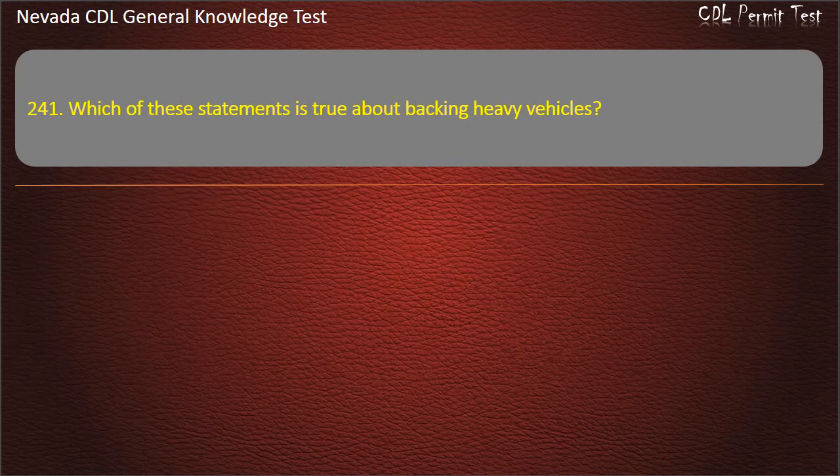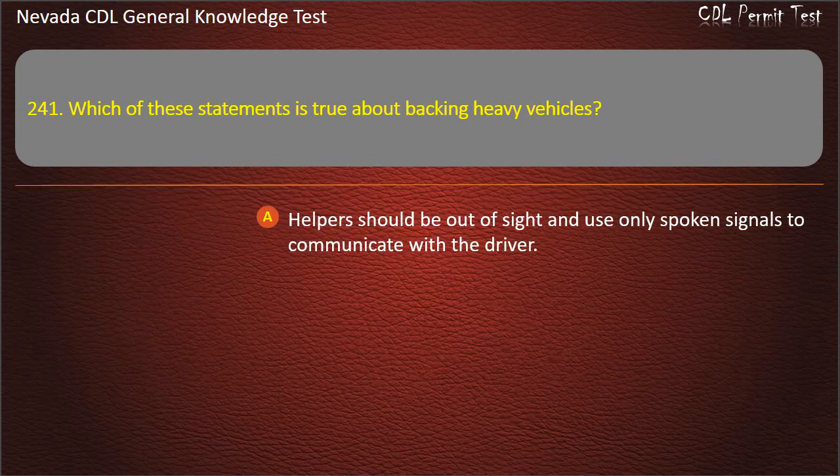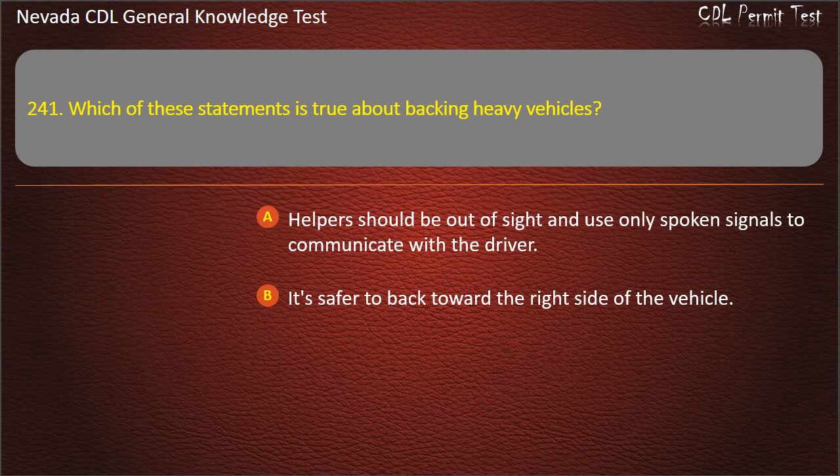Question 241. Which of these statements is true about backing heavy vehicles? Helpers should be out of sight and use only spoken signals to communicate with the driver. It's safer to back toward the right side of the vehicle. You should avoid backing whenever you can. Answer. You should avoid backing whenever you can.